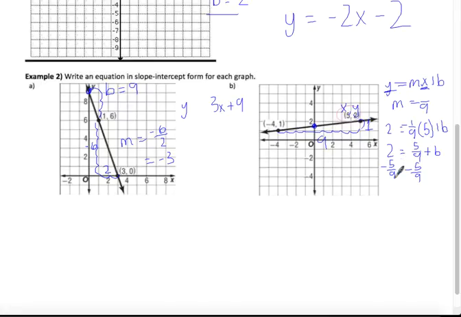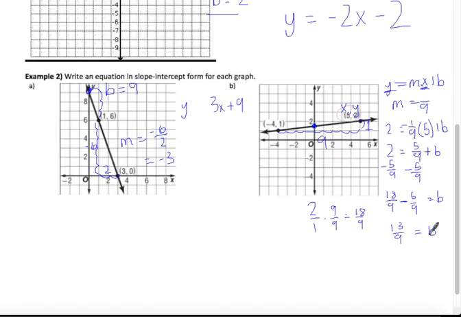And in order to subtract 2 minus 5 over 9, we need to find a common denominator. So I'll do that off to the side here. My common denominator is going to be 9, of course. So 2 over 1, I'm going to multiply by 9 over 9, and that's 18 over 9. So 18 over 9 minus 5 over 9 equals b, and 18 minus 5 is 13. So 13 over 9 equals b.